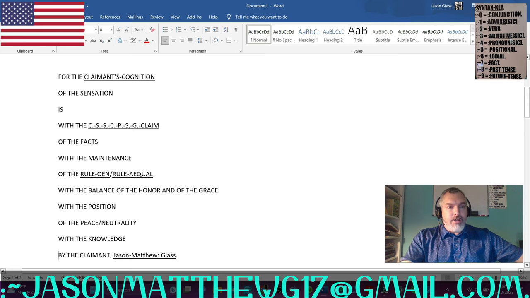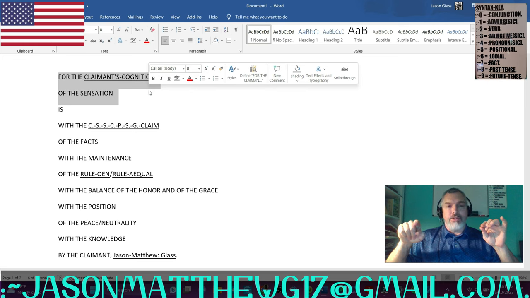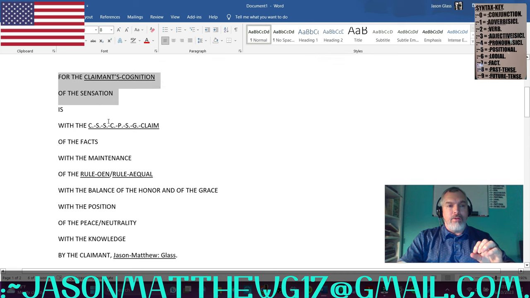So here we go. We got the cause. Claimant's cognition. What's the claimant's cognition concerned with? The sensation. We have our two positional fact phrases because why? Because you need 2 points with which to draw a straight line and establish a geometric level playing field of contract communication. For the claimant's cognition of the sensation. Now we can put our verb of the thinking in is singular because claimant's cognition is singular. Now we put our possessive in.